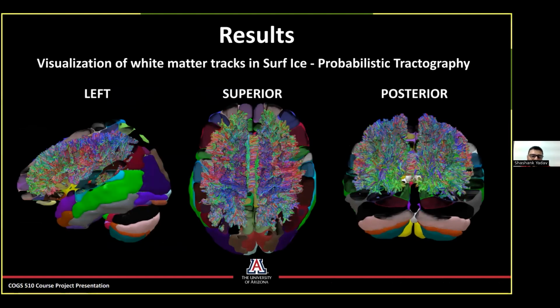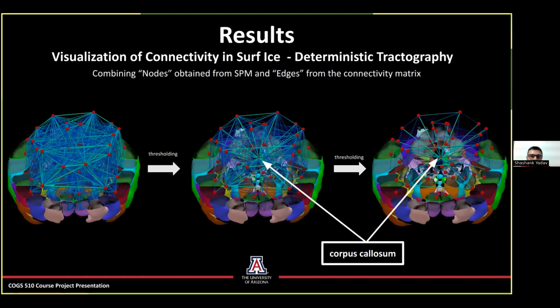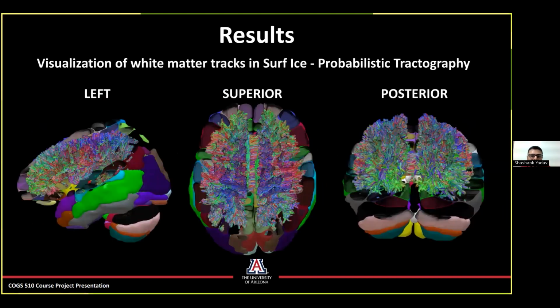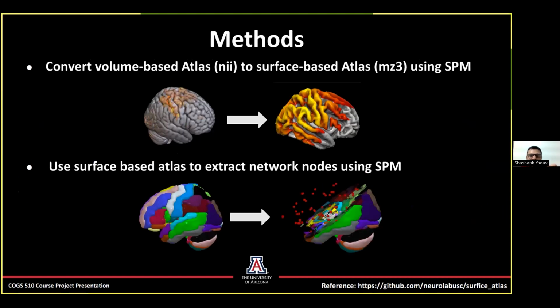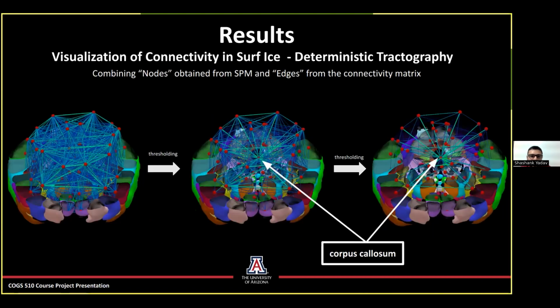We just saw this a few minutes ago, and now we'll see how you can do this kind of visualization in Surf Ice, instead of the tractography visualization, if you want to do the network, the edges and the nodes, and visualize. And that was the whole reason behind doing this surface-based atlas to network nodes extraction, so that you can visualize this. So I'll stop share and then I'll show you again.